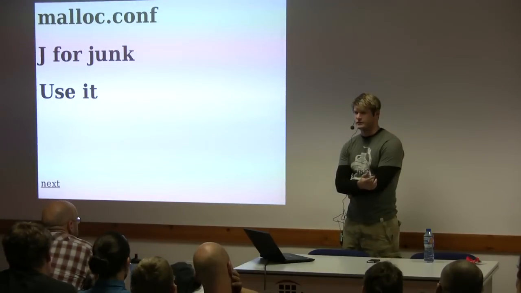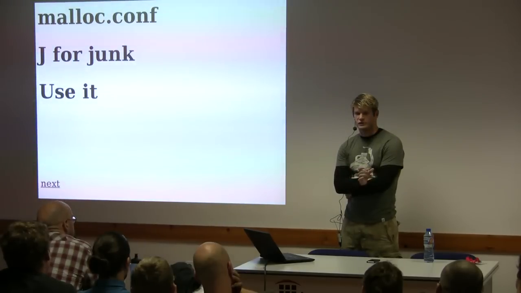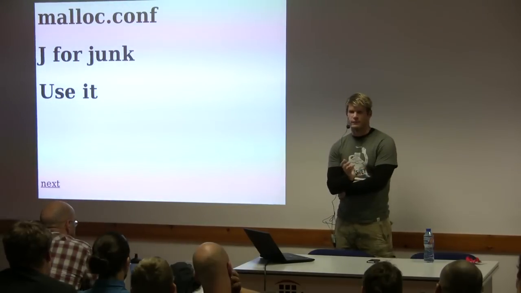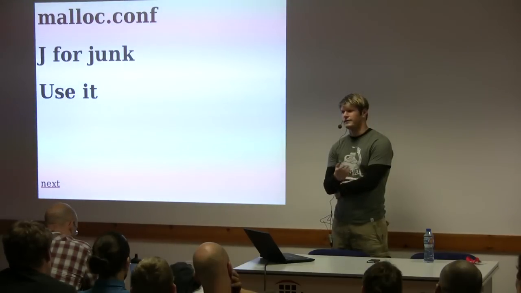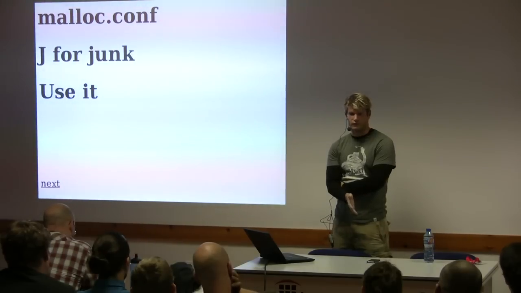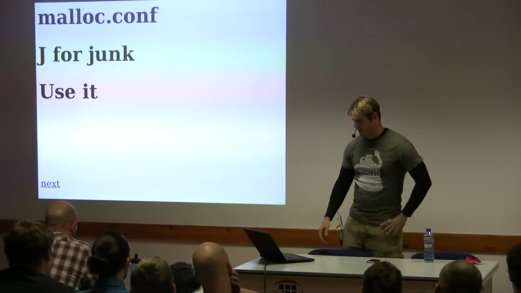And so one of the changes I recently made is to start junking small chunks by default. And this immediately triggered a bug in the Postgres Ruby gem where it was using memory after it had freed it. And nobody had happened to run this particular code with malloc option J turned on before. And so as soon as we switched to junk by default, bam, the bug came out.